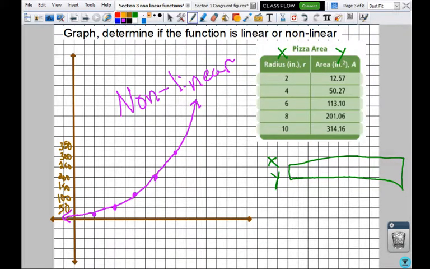So anybody still working on this graph? Okay, I'll give you more time. Remember, if I go too fast, just tell me. I want to make sure you have enough time to get everything down. So if I go too fast, let me know.